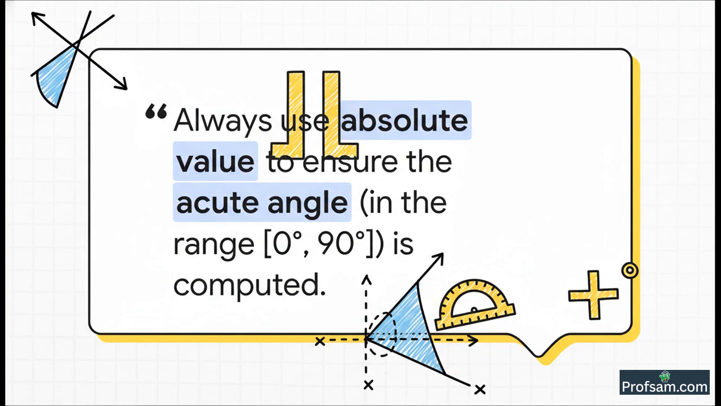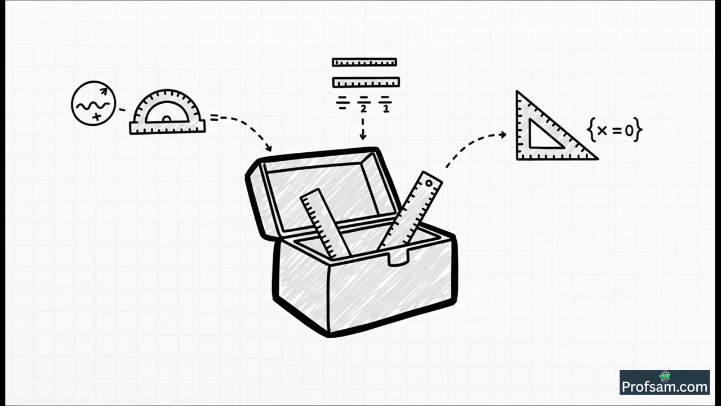The number one mistake. You must remember to use the absolute value in the formula. Why? Because whenever a question asks for the angle between two lines, it is always asking for the smaller, acute angle, the one that's less than 90 degrees. Using the absolute value ensures your final number is positive, which automatically gives you that acute angle. Please do not forget this step. It's a game changer.